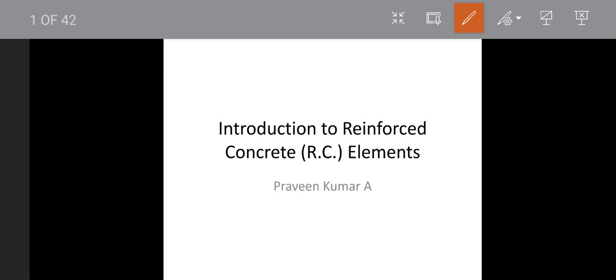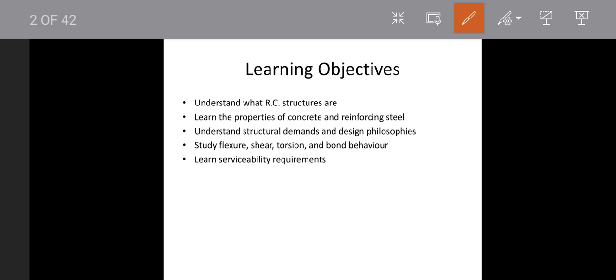Welcome to the continuity session of Introduction to Reinforced Concrete Elements. In today's session, we are going to see the design philosophies and how a load is transferred in the structure.